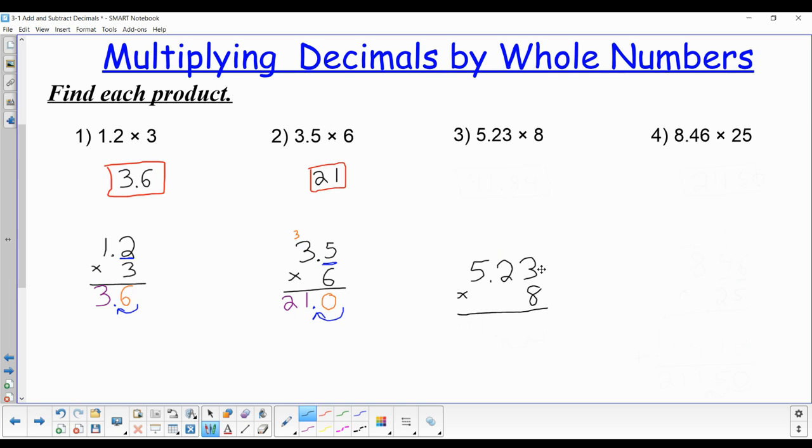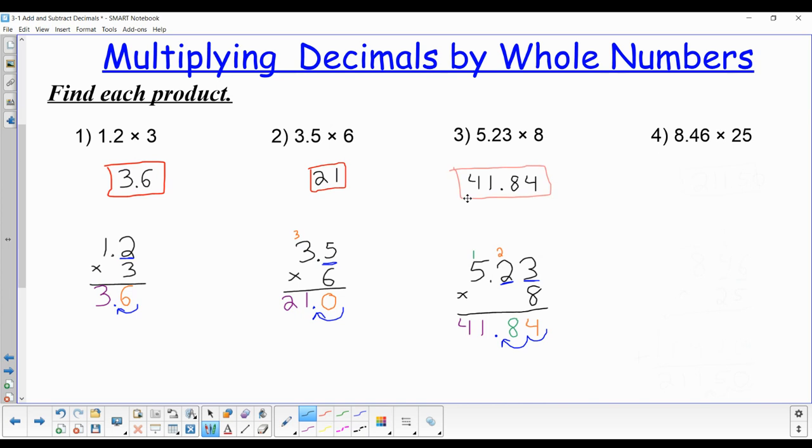We do 8 times 3 is 24, and then 8 times 2 is 16, plus the 2 we have makes it 18. Carry the 1. And then 8 times 5 is 40, plus the 1 makes it 41. And again, at the end, you double check and look. There are two numbers after the decimal point, so we have to move our decimal over 2 places so that there are two numbers after the decimal point. Our answer is 41 and 84 hundredths.